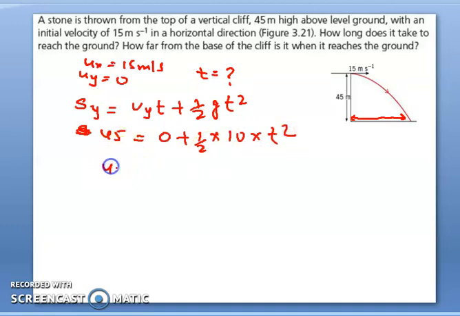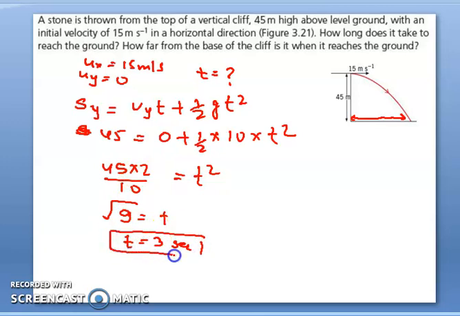So from here we can write 45 into 2 upon 10 is equal to t square. Then 90 upon 10 is 9, so t square is equal to 9, root under 9, t is equal to 3 seconds. So this is the time taken, like how long does it take? It takes 3 seconds to reach the ground.